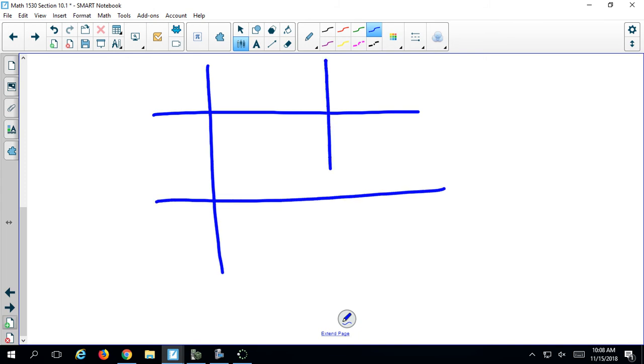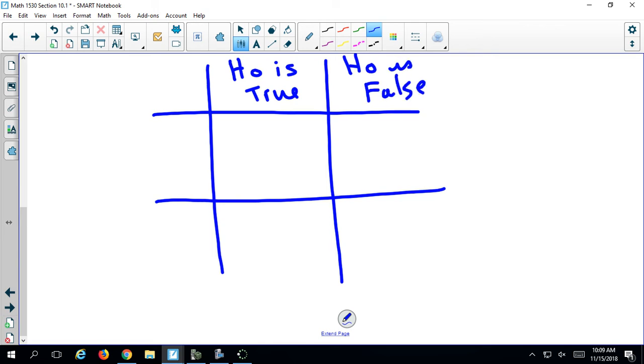So in a hypothesis test, there are 4 possibilities. The null hypothesis is either true or it's false. If this is false, then we say the alternative is true. Okay, and then we either reject the null hypothesis or we don't.